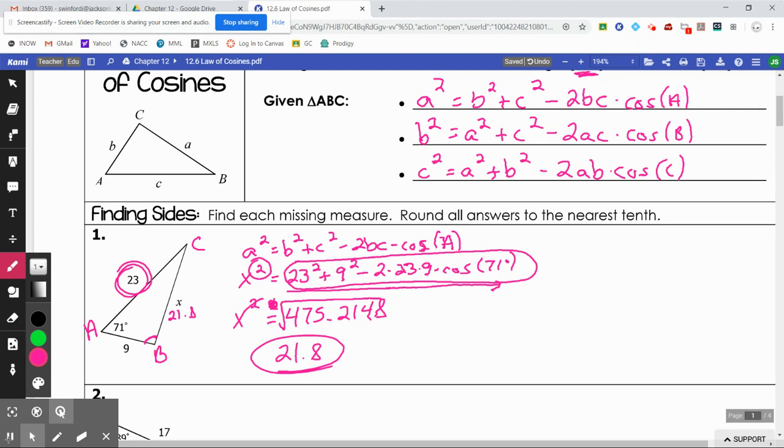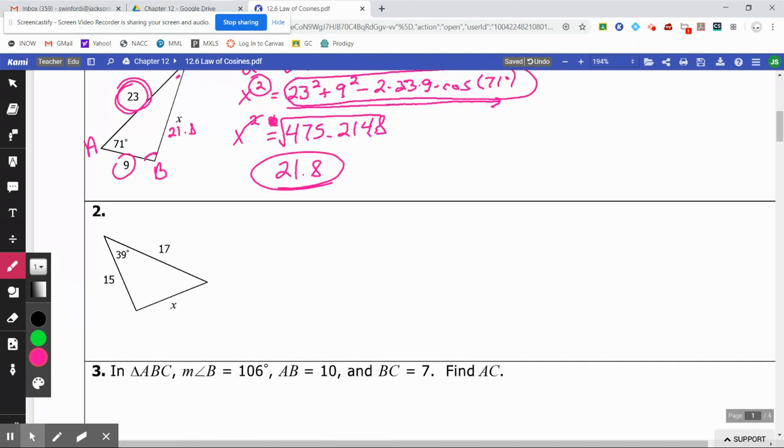That nearly looks like a right angle, right? Nearly looks like a 90-degree angle, so that makes this angle right here very small across from 9. So that seems very reasonable there. Okay, next problem. Again, it doesn't matter which one you plug it into.